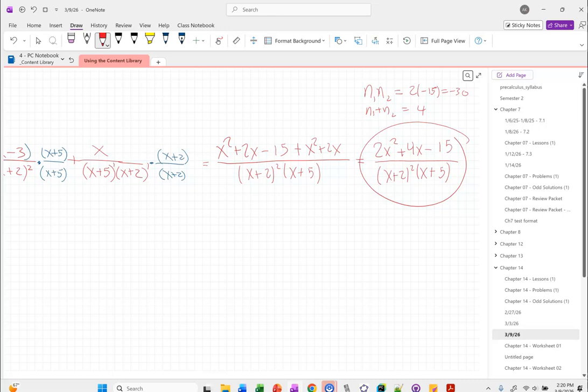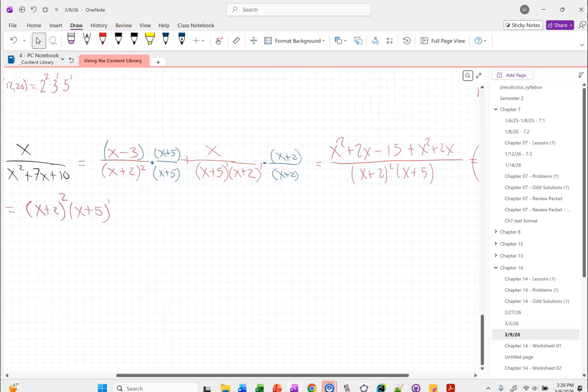I'm going to leave my answer in the factored form. Notice that the top is prime. There's no factoring we could do on that. That is done. It is factored. What do you guys think? It's all right. Adding and subtracting harder, right? Yeah. Okay. Let's do a subtraction problem.